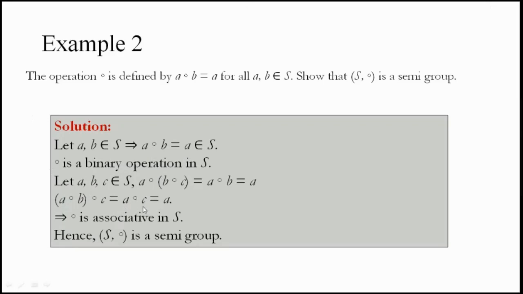So here you take C as some x, any value. That means you have observed a pattern: A operated with any element will give you the same element. That is what you have observed from the pattern. For that reason A binary operator C also gives you A, which is also associative in S. So this is the way you are supposed to prove it.